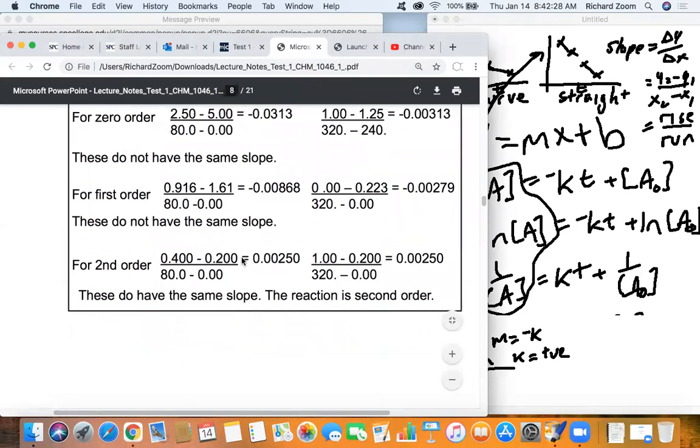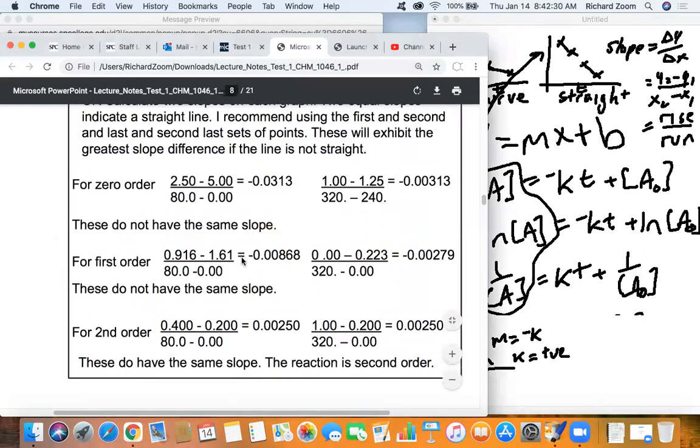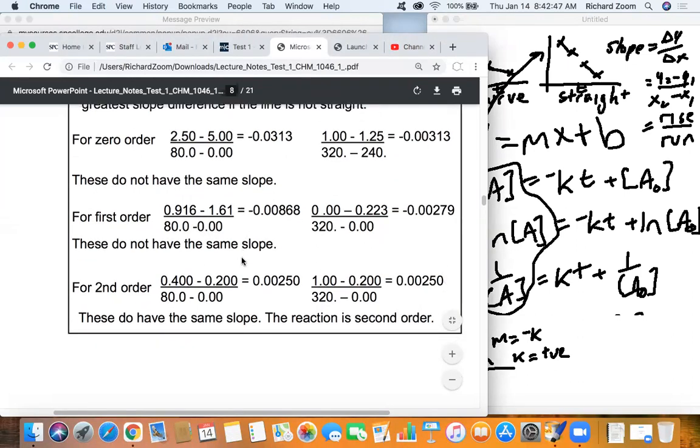So k is always equal to the slope? Yes. But sometimes the slope is negative, but if the slope is negative, then the slope would equal negative k anyway, which makes k positive. Okay, so k is always positive. K is always positive. Yeah, and that's really all I want you to get from that so far.